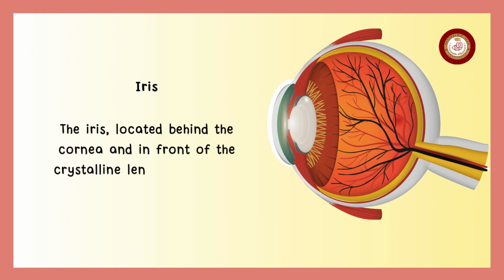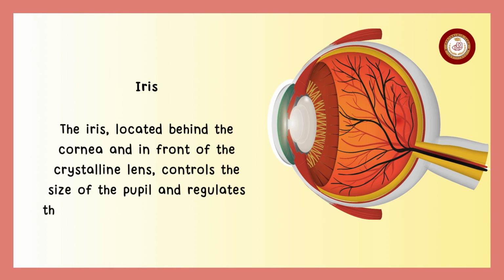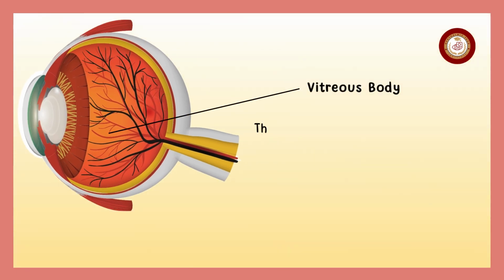The iris, located behind the cornea and in front of the crystal lens, controls the size of the pupil and regulates the amount of light entering the eye. So that iris is the part of the eye that expands and opens as light in the environment changes. That determines the shape of the pupil. And we'll be learning more about that as we cover its importance in some of our other disease lectures.